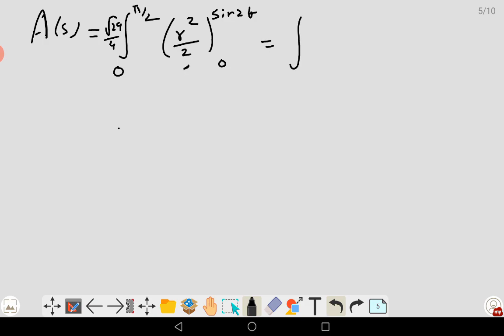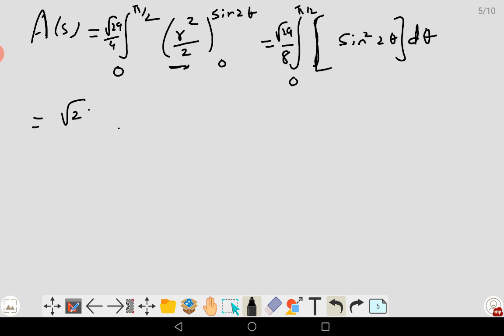What happens? Double integral, this is square root of 29 over 8, this 2 joins outside. So r square, first integration is done, 0 to pi by 2, it will be r square sine square 2 theta, and now d theta. Sine square d theta, we have formula for it.